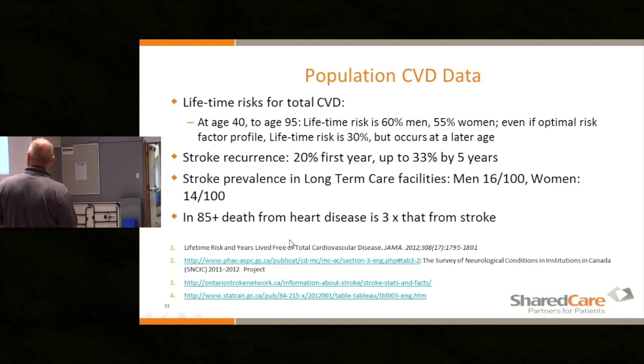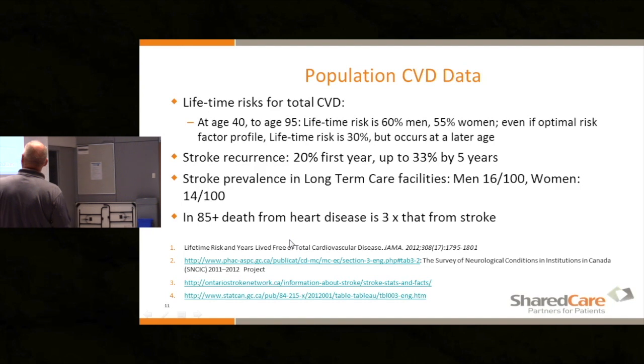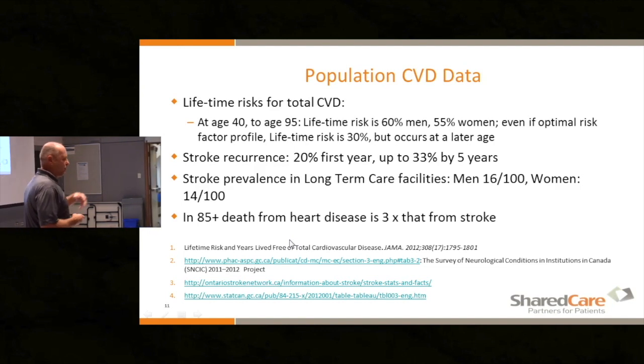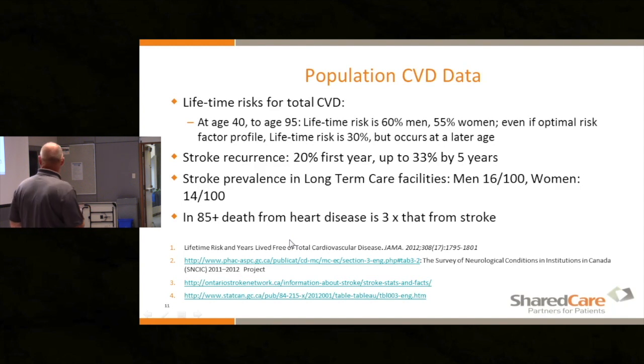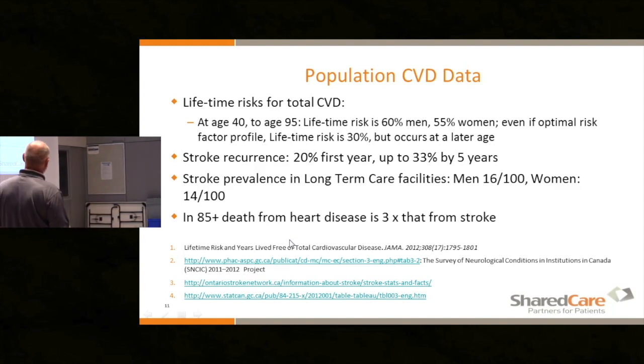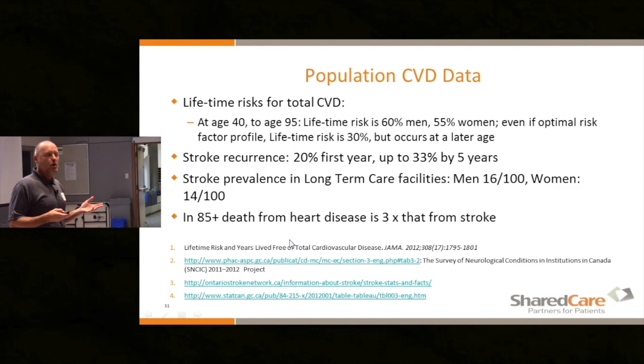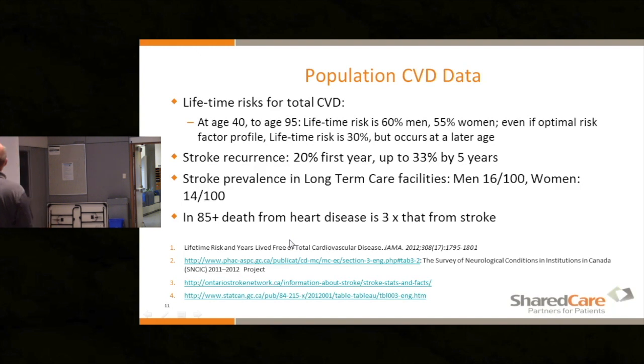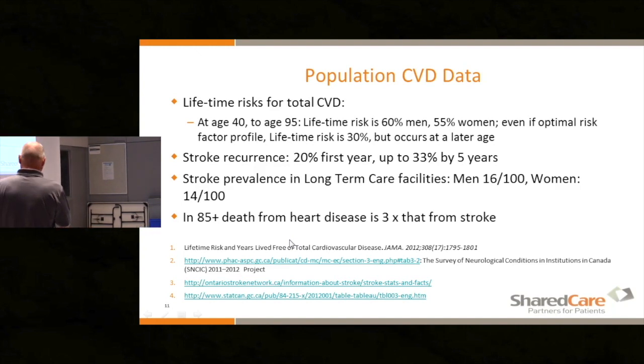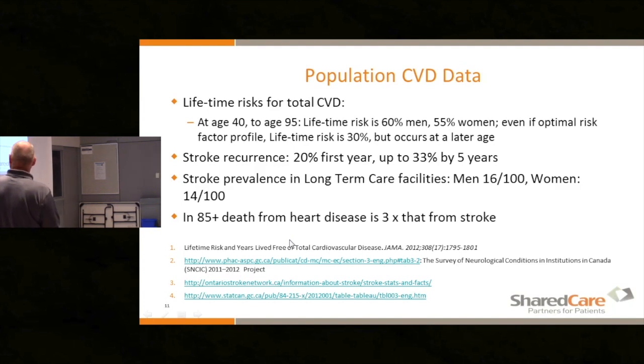So of course we're concerned. Here's stroke recurrence again, 20% first year. In this type of study, it said 33% by 5 years. But I found something by going through all the Health Canada information, that the prevalence of stroke in long-term care, and of course this is sort of an average, is 16% for men and 14% for women. So we are dealing with people with strokes, but it's not all that common in care homes. What's common is dementia. And heart disease is 3 times as common a cause of death in the 85 plus as strokes.